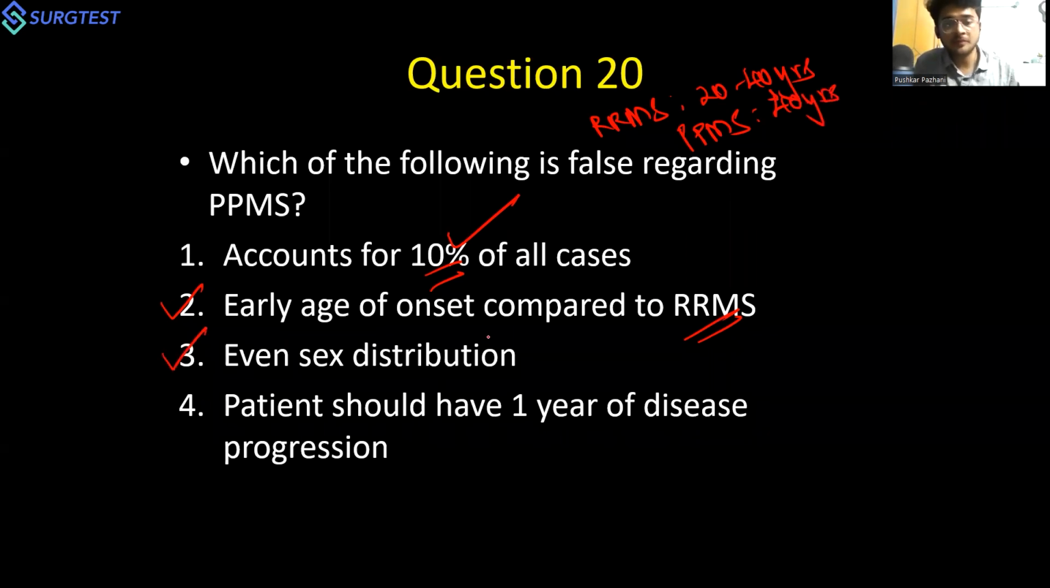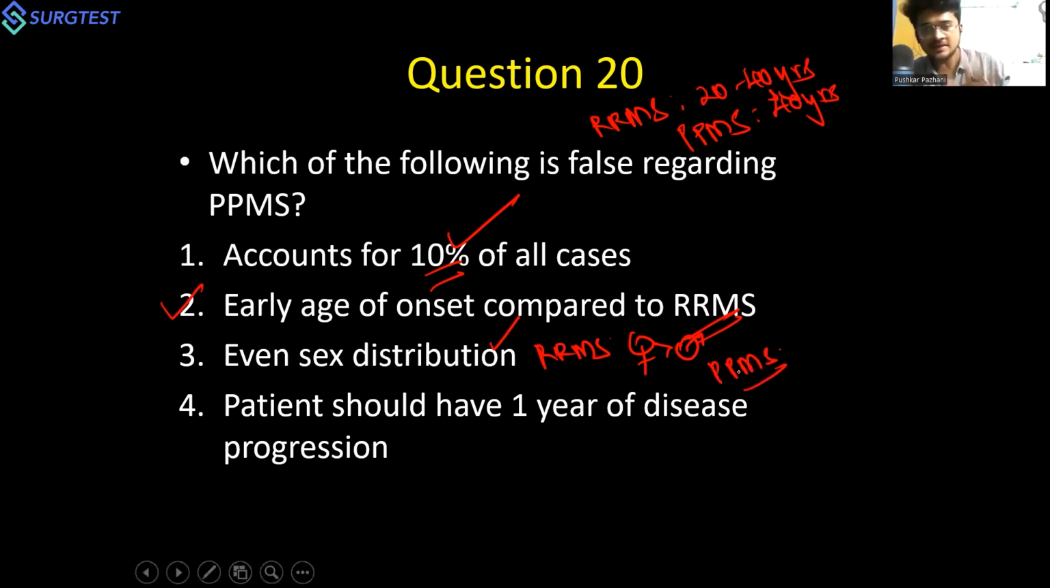And very, very important, even sex distribution. Sorry, it's not that. This is actually true. It's a true fact. If you take RRMS, female patients are more involved than male patients. But if you take primary progressive MS, more or less this sex distribution is even. So these 2 points, don't forget: later age of onset and a more even sex distribution.